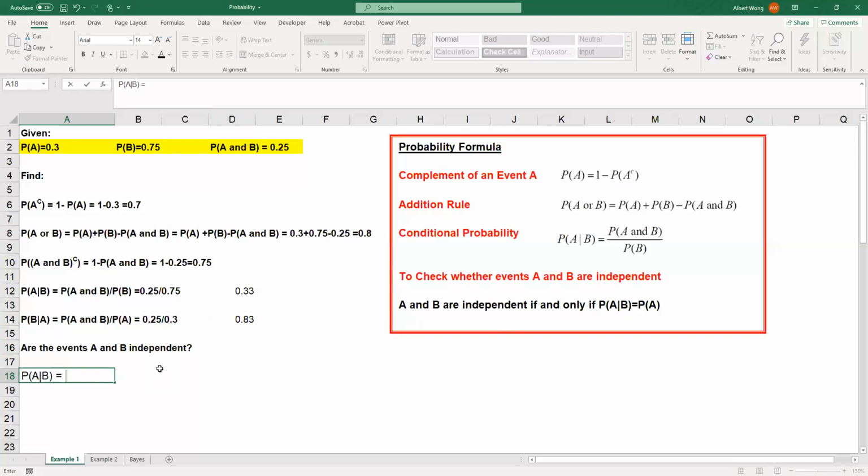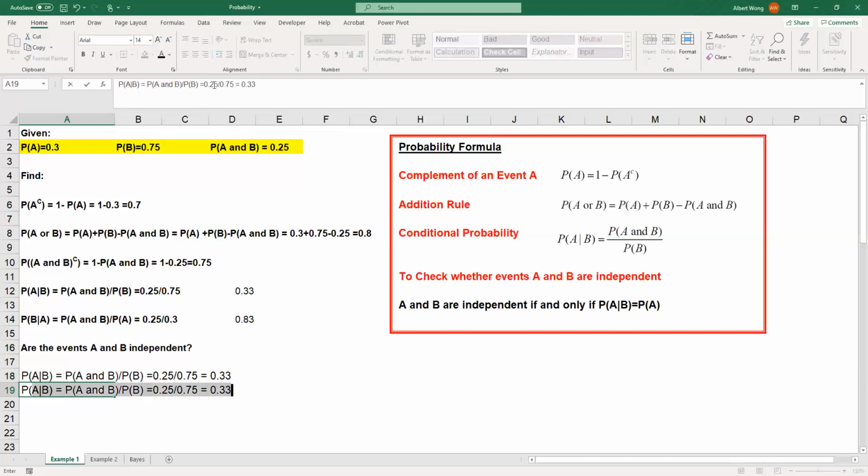So how do we do that? Probability of A given B, using the conditional probability formula, is the probability of A and B divided by the probability of B, because the event B is given, right? So the probability of B is in the denominator, okay? So how do we do that? Well, again, we plug in the numbers. Probability of A and B is equal to 0.25, and probability of B is equal to 0.75. So the answer is equal to 0.33.